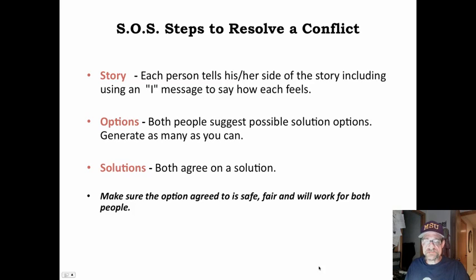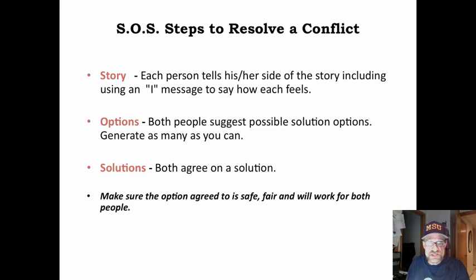The second one works with older students, SOS Steps. Each person tells his or her side of the story, including using an I message to say how each feels. Instead of, "When you do this," an I message is, "I feel." All right? And you may have to teach the I message.